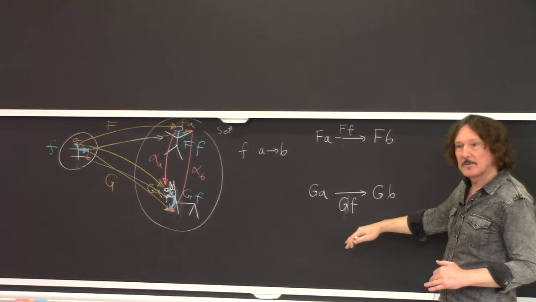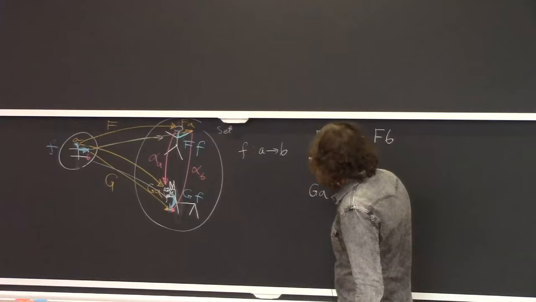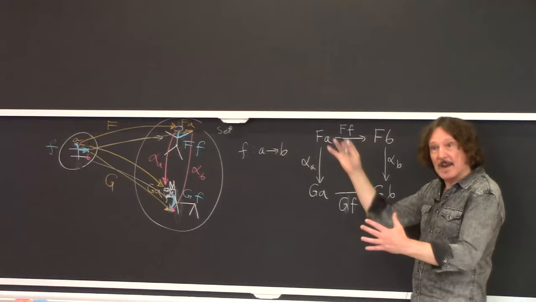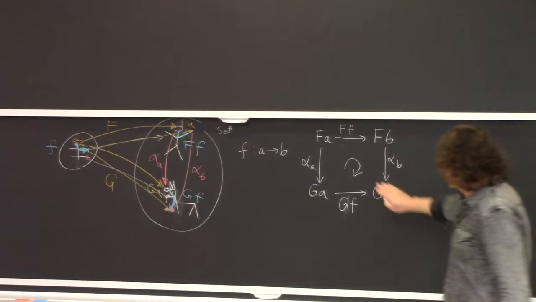And then we have a natural transformation, a component of natural transformation, alpha A. And here's a component of natural transformation, alpha B. All of these things are morphisms in the second category, right? So we can compare them. So we can say, we want this thing to commute, OK? Or check mark, right? OK.